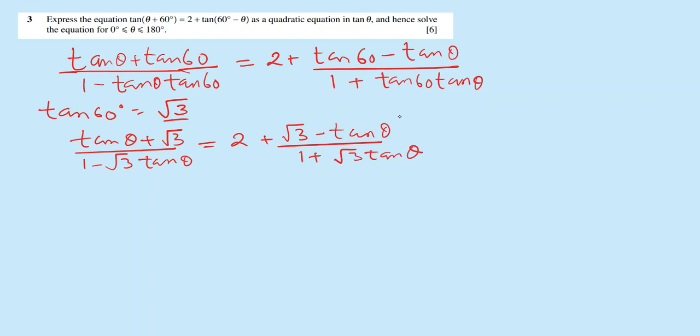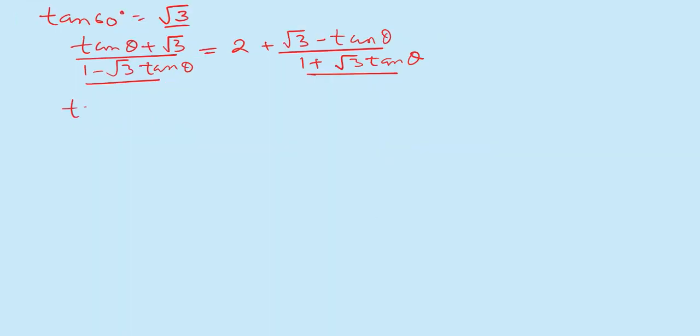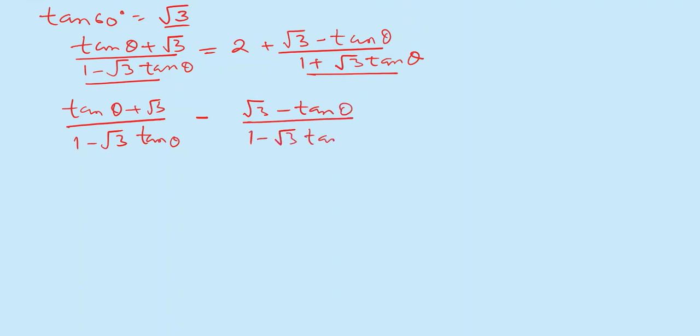Now we can see these are conjugates of each other. Can you see? So let's put them together and merge. Something will happen. So tan theta plus square root 3 over 1 minus square root 3 tan theta, plus square root 3 minus tan theta over 1 plus square root 3 tan theta, equal to 2. And now let's multiply them with each other so that the denominator becomes the same. That means this will multiply with this also, and this will multiply with this as well.